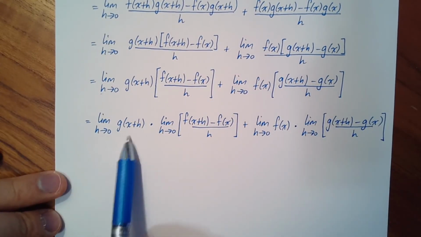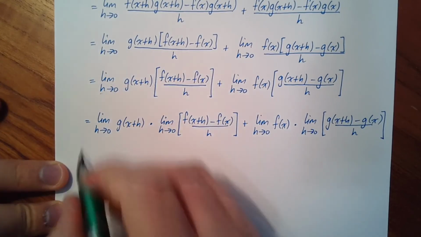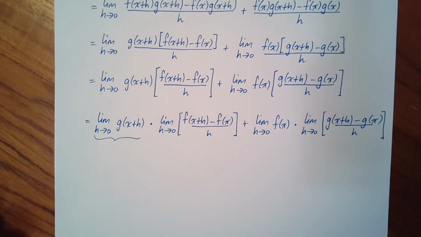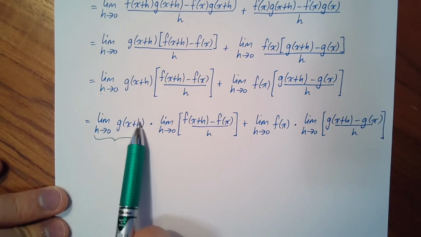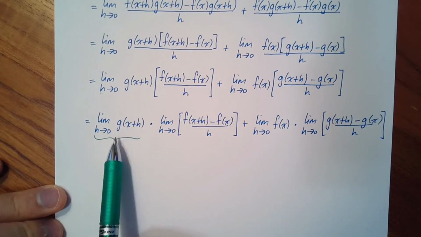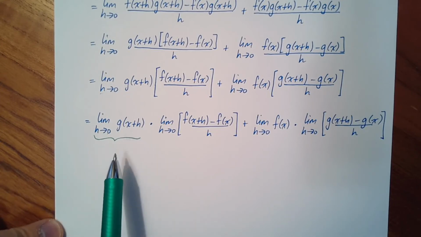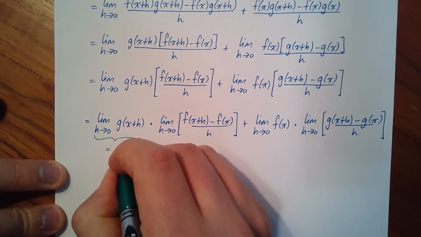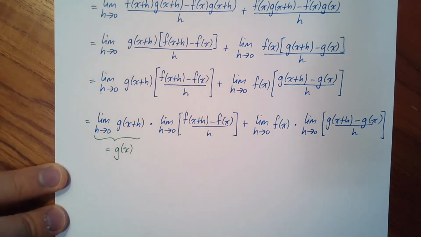Because let's start with this one here. The limit as h goes to 0 of g of x plus h. Well, what's happening as h goes to 0? Well, this little piece that you're adding on to x inside the function g is going to disappear. And really, you're just going to end up getting g of x, pardon me. So that's just equal to g of x.